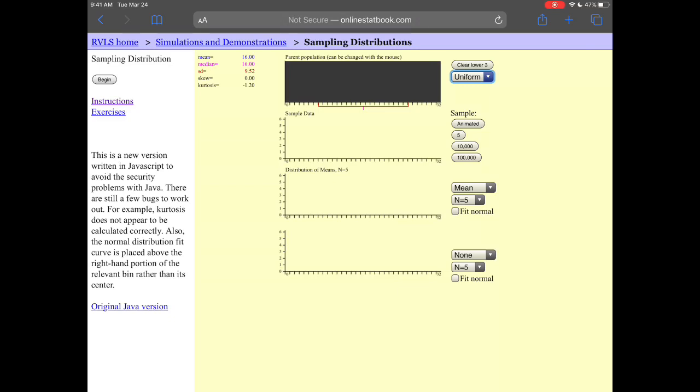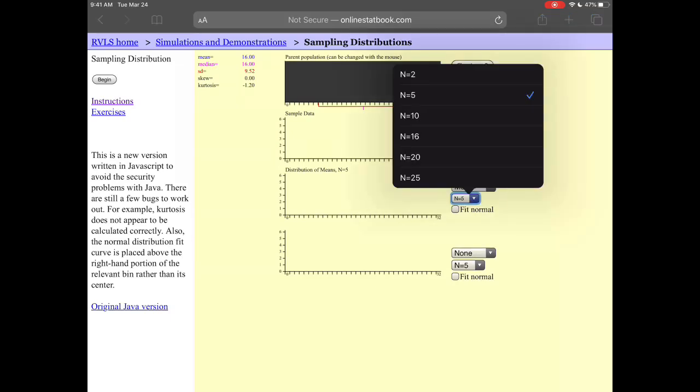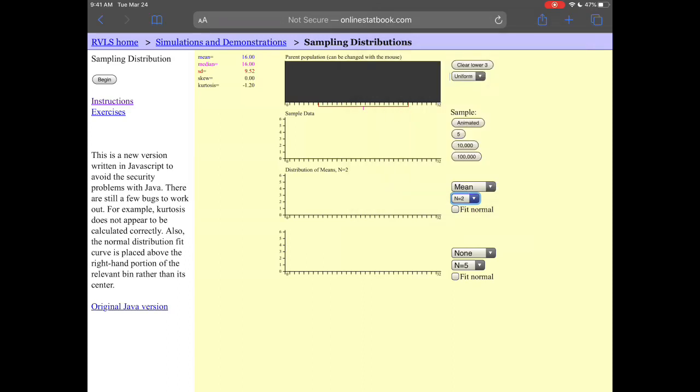The first bullet point says, set the sample size n to 2 by using the drop-down menu labeled n equal 5. So that's in the middle of the screen, n equal 5, and I'm going to select 2. And then set the number of samples to 10,000 by clicking the button labeled 10,000. So that's the button below the word sample, and I click that button, and now I get a graph. In the third graph, the distribution of means plot, you will see sample means from 10,000 random samples of size 2.